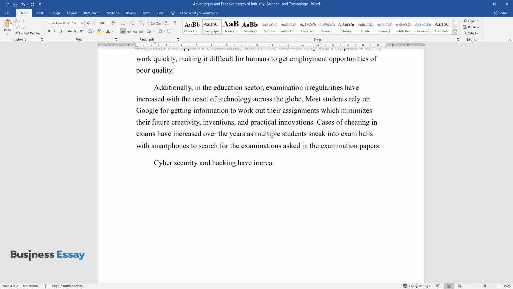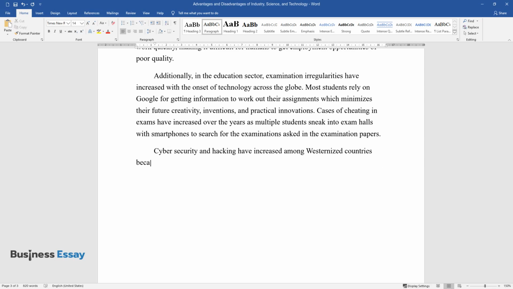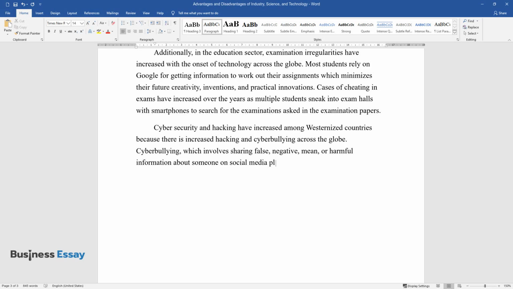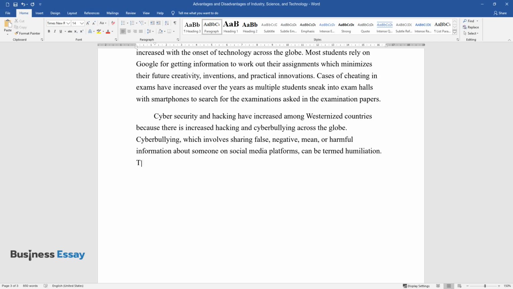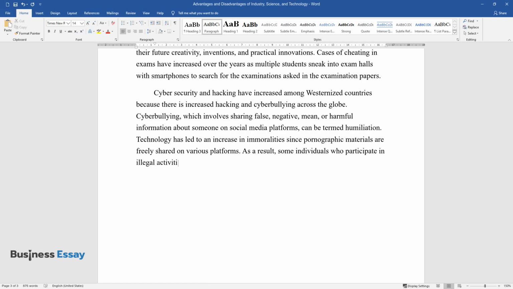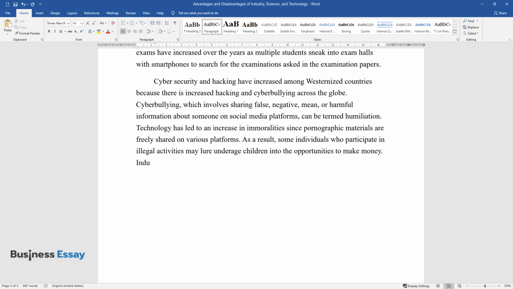Cybersecurity and hacking have increased among westernized countries because there is increased hacking and cyberbullying across the globe. Cyberbullying, which involves sharing false, negative, mean, or harmful information about someone on social media platforms, can be termed humiliation. Technology has led to an increase in immorality since pornographic materials are freely shared on various platforms. As a result, some individuals who participate in illegal activities may lure underage children into the opportunities to make money.